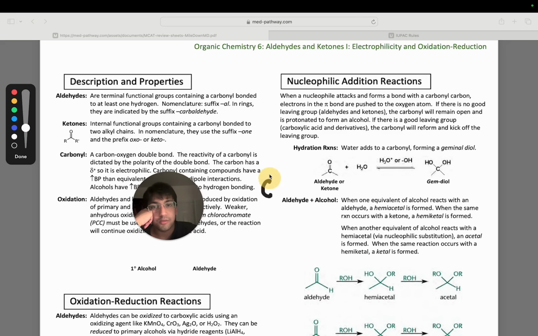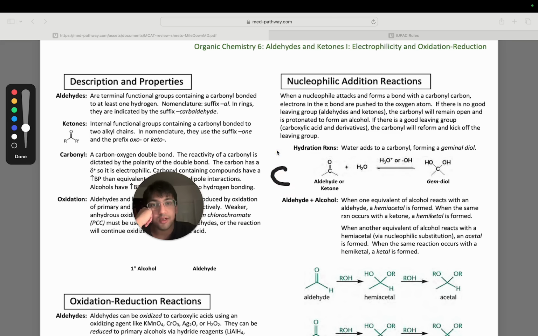in the pi bond, so the pi bond is this bond right here, it is going to be pushed onto the oxygen atom. So now it's going to be a single bond, and these electrons are going to go into the oxygen. If there's no good leaving group, then the carbonyl is just going to remain open, and it's going to be protonated to form an alcohol. So what that's saying is that when you have this carbonyl and it's getting formed to this, the electrons are going to this oxygen, then there's just going to be an H added to that oxygen, and it's going to be an alcohol. But if there's a good leaving group, the carbonyl will reform and kick off the leaving group.